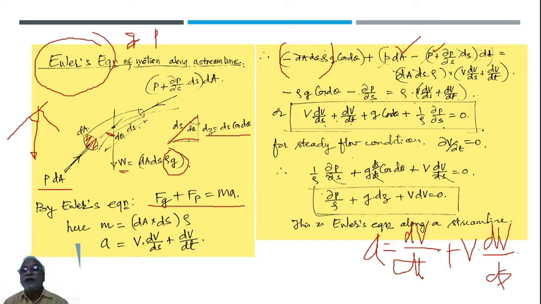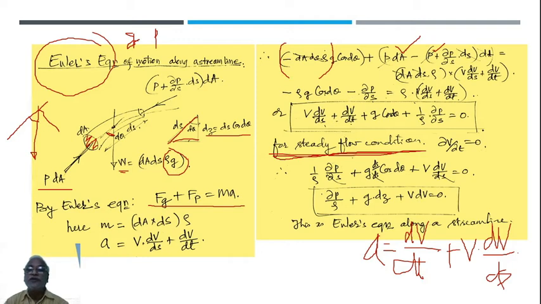Okay. Now for steady flow condition, so there is a condition that we have put so that further simplification can be made. Steady flow, what is that? Steady flow means the variation with respect to time is not there. So ∂V/∂t term is equal to 0. So this term disappears from the equation.